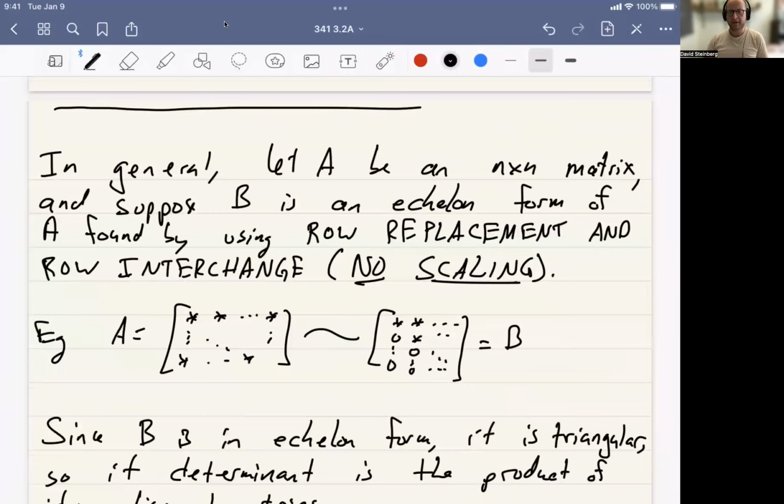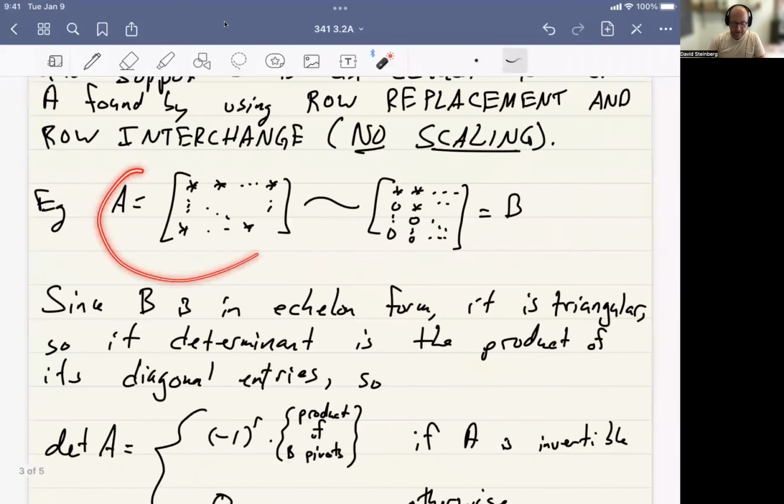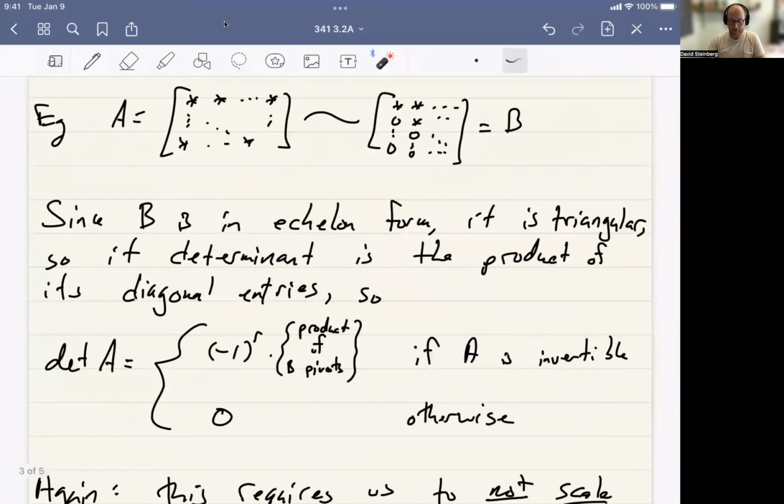So in general, if A is an n by n matrix and B is an echelon form of A, found using row replacement and row interchange only, no scaling, which is always possible, then something nice happens. Our regular matrix has been reduced to echelon form, and since B is echelon, it's triangular. Either there's a pivot on each diagonal entry, or it could be 0 too. But certainly there's only zeros in this lower triangle.